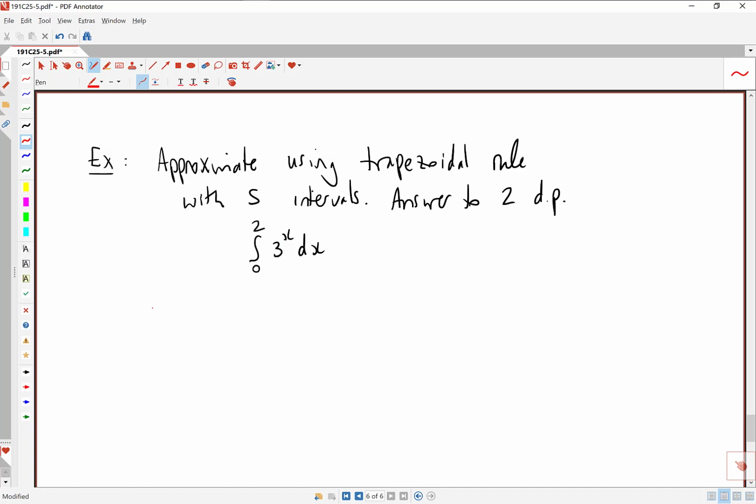So first thing would be to point out what n is. That's our number of intervals. So that's going to be 5. And the other thing we need is b minus a over n. B and A are the numbers on the integral. B is the big number. So you go 2 minus 0 over 5. That's going to give us 0.4. So that's the size of the step that we're taking as we move across the x-axis.